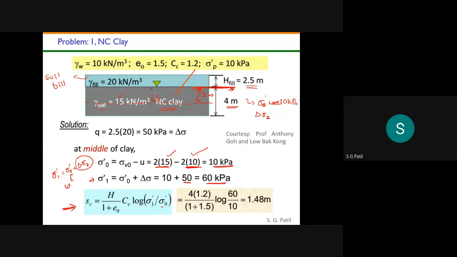Cc anyway they have given, 1.2. The void ratio of this soil also they have given, and my compression index also they have given. So simply you substitute and get the answer. So this 1.48 meter is my consolidation settlement. Any doubts here?